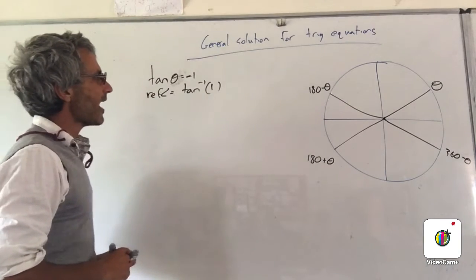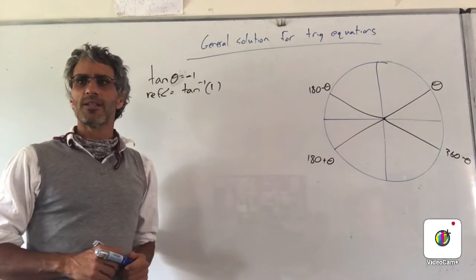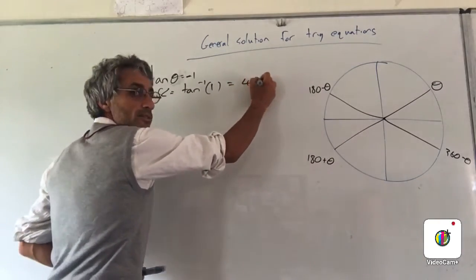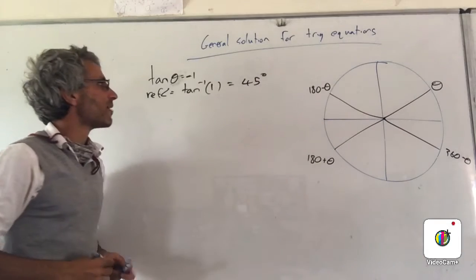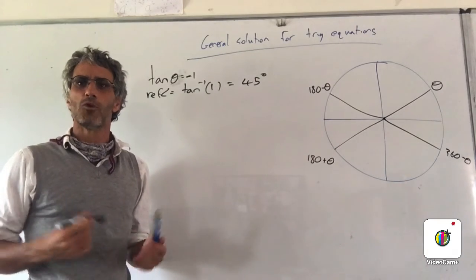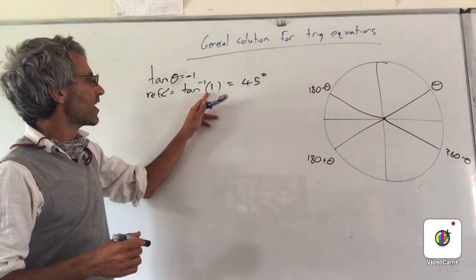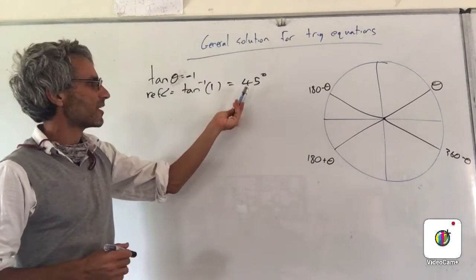So tan of 1, this is a special angle. Anyone remember? 45. Nice. So 45 will give you tan 1. Tan 45 is 1. That means the inverse tan of 1 is 45. So that's the reference angle.